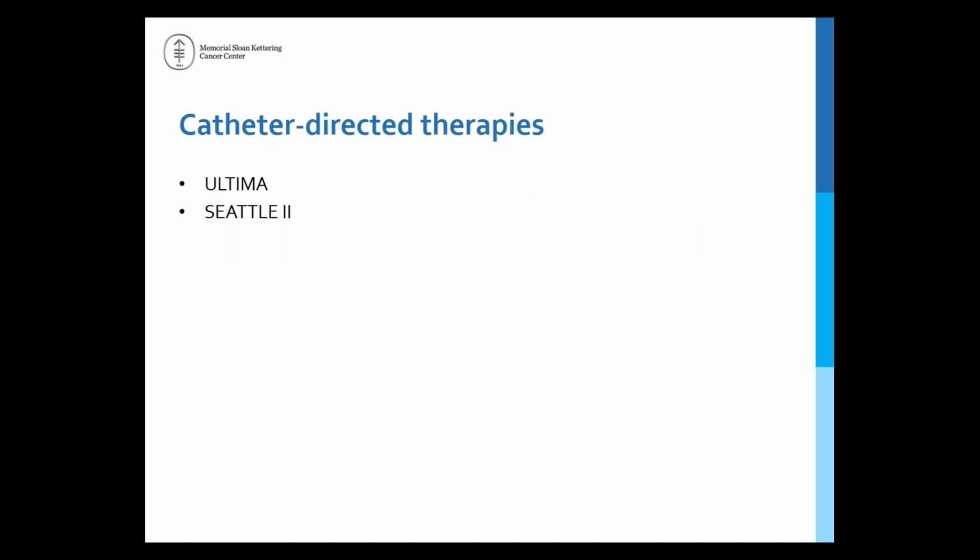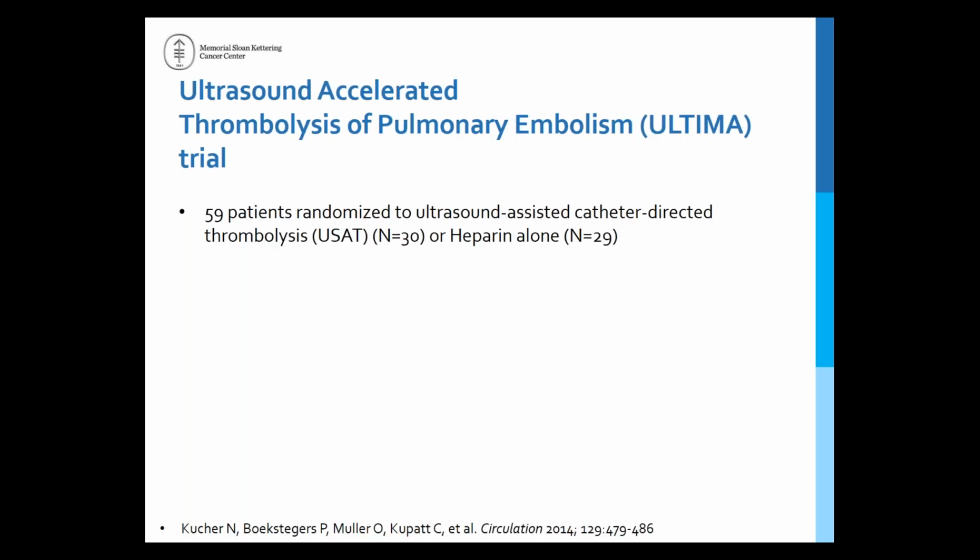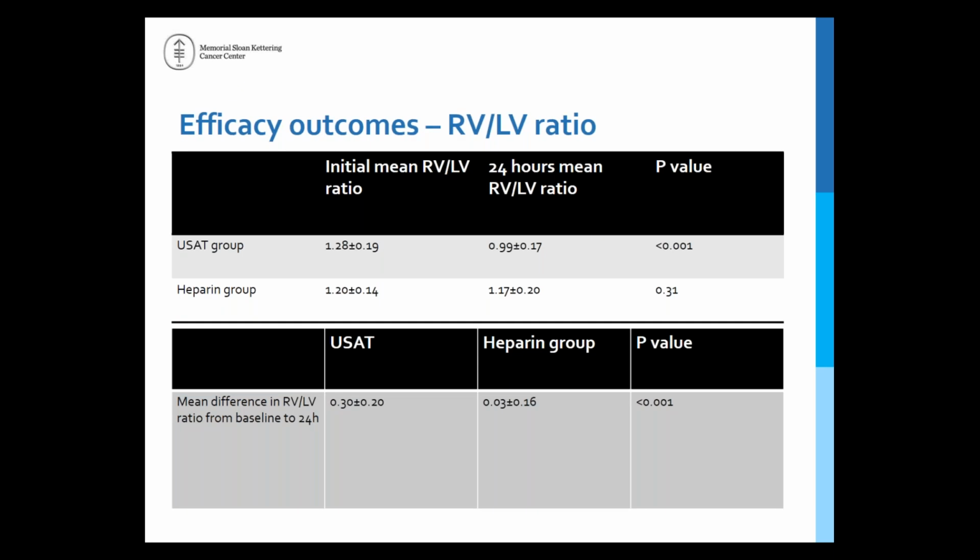So because of this question of, well, is there something else we can do, there are 2 studies that should be known. There are more studies now, but the 2 studies that we should know as IRs are the ULTIMA and the SEATTLE II trial. The ULTIMA was an attempt at a randomized trial where they had 59 patients. They were randomized to catheter-directed thrombolysis versus heparin alone.